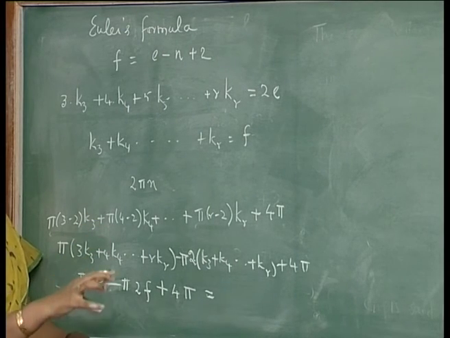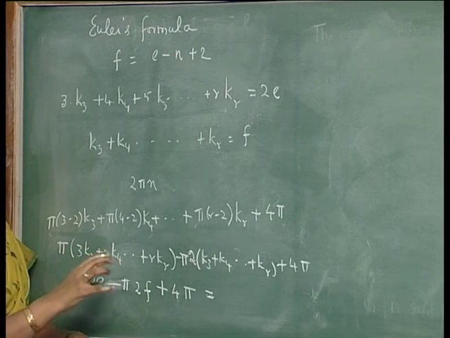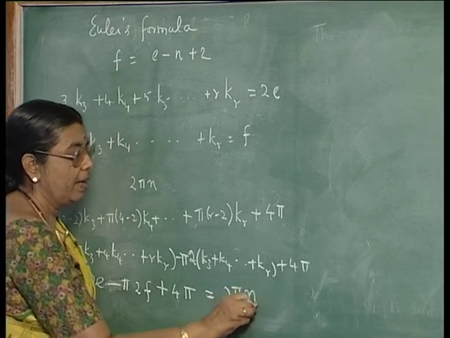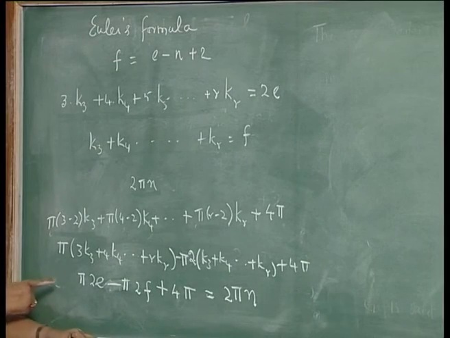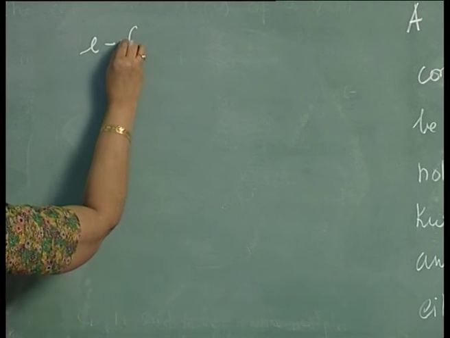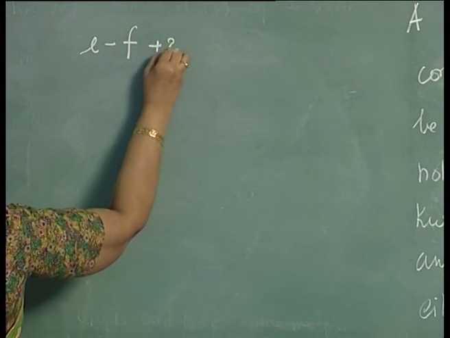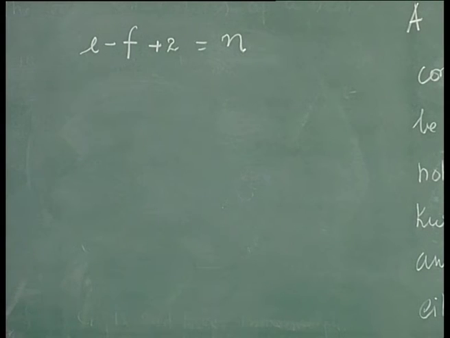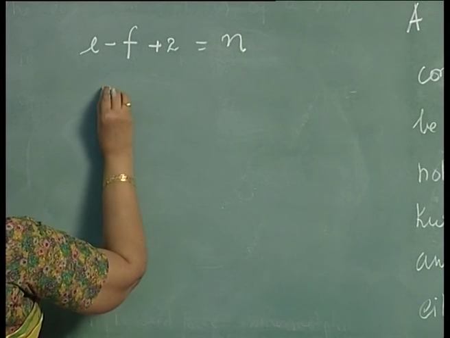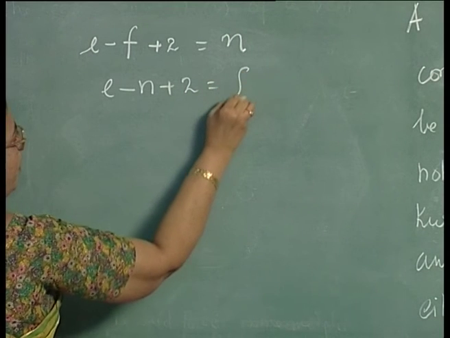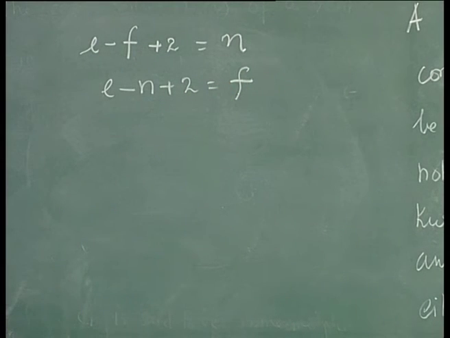All this is the sum of the angles around each node. There are n nodes, around each node the sum of the angles is 2 pi. So, this will add up to 2 pi n. Now, if you divide by 2 pi, this will come to e minus f plus 2 is equal to n. You will get e minus f plus 2 is equal to n, or e minus n plus 2 is equal to f, which is known as Euler's formula.